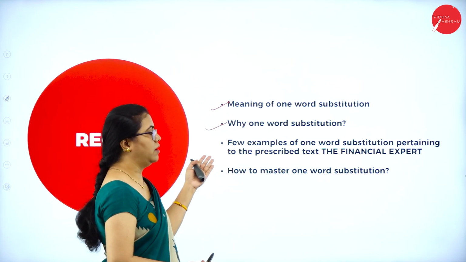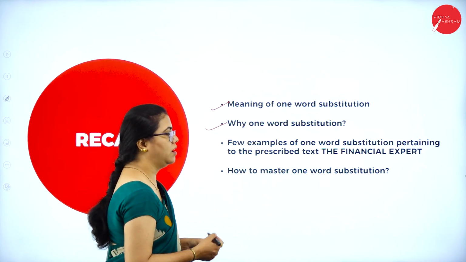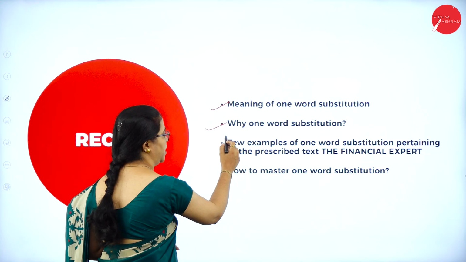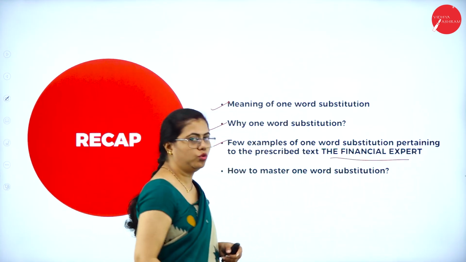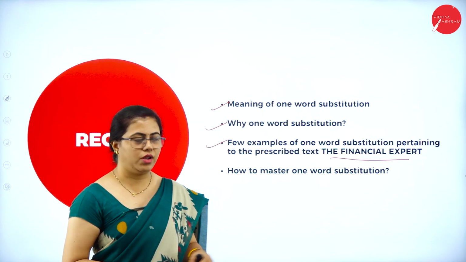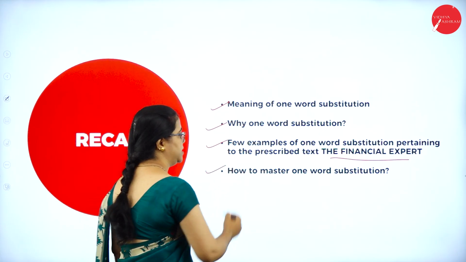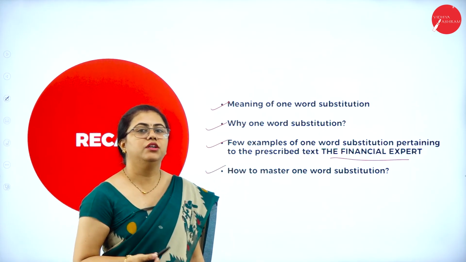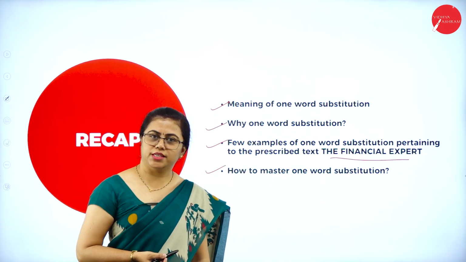Then we also learnt a few examples. There were many words, maybe 30 to 40 words we have learned, related to financial expert. That is the text prescribed to you. Those most commonly used one word substitutions were given over here. Then at last, how do we master one word substitution? We learnt a few tricks about that. So these are the things we learnt in today's session.